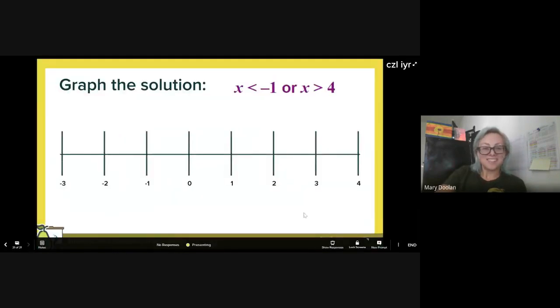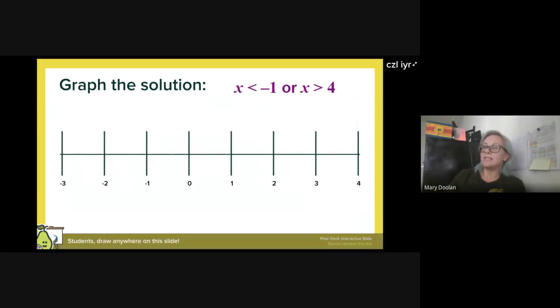You get to graph again. This is your last part of the Pear Deck presentation. You're going to graph x is less than negative 1 or x is greater than 4. This one should be easier. You don't have to graph fractions. Less than, greater than, these are open circles. I did not anticipate it'd be so difficult to draw an open circle in Pear Deck, but now I know. So if you're doing open squares, because that's what it's letting you do, I get it.